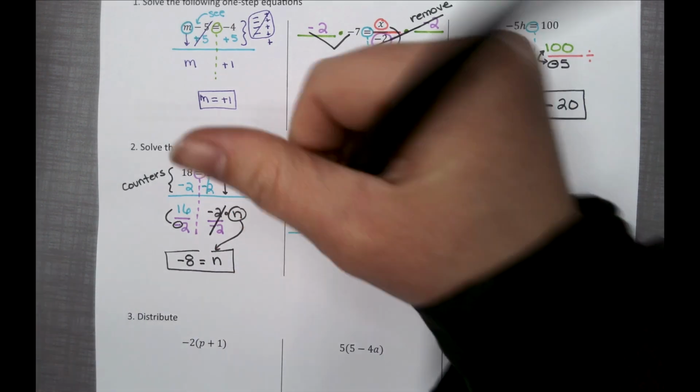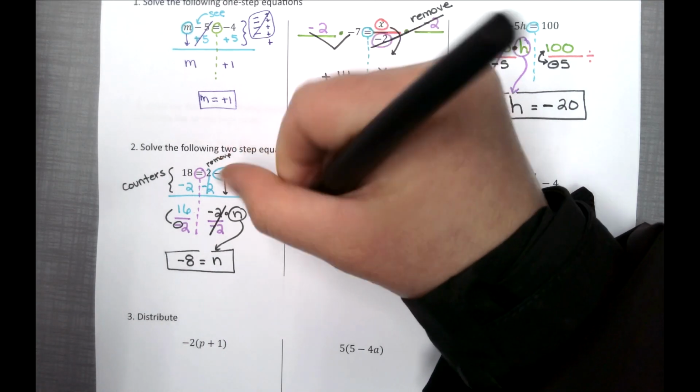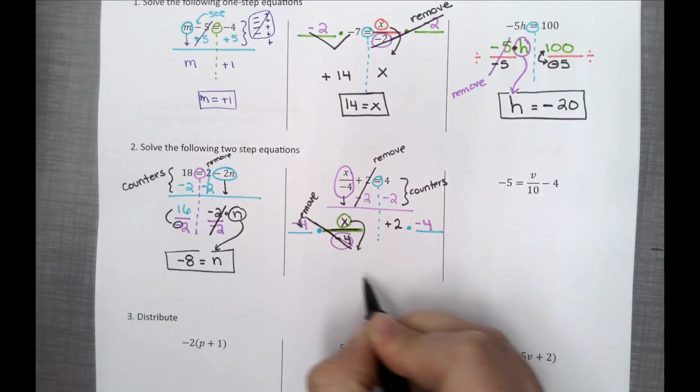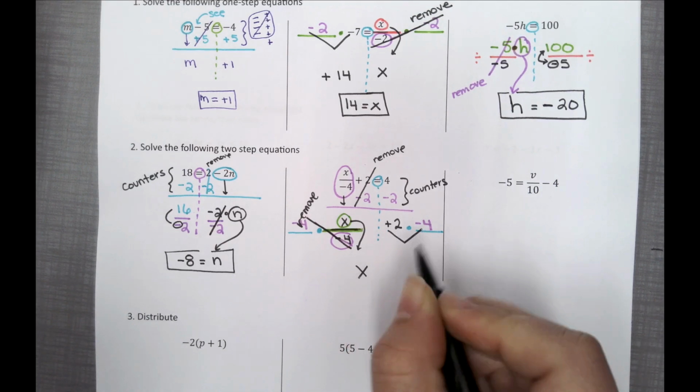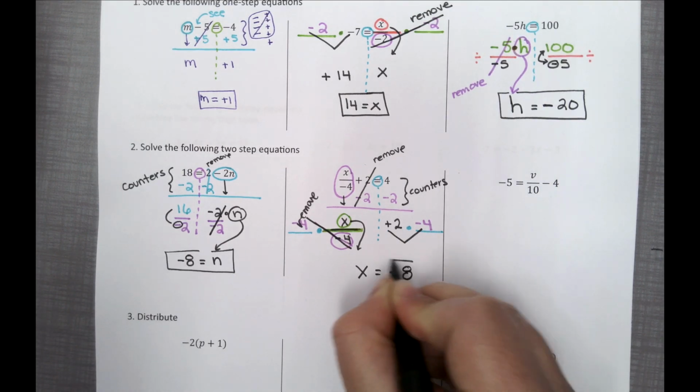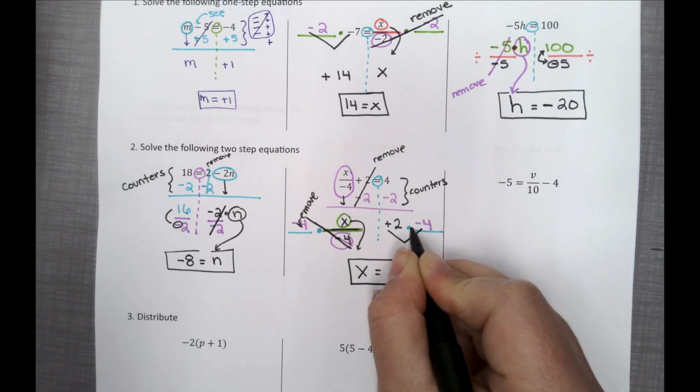And again, our task here is to remove this negative 4. We're going to bring down that x. And here, same or different, we have different. 2 times 4 is 8. So we have x is equal to negative 8.